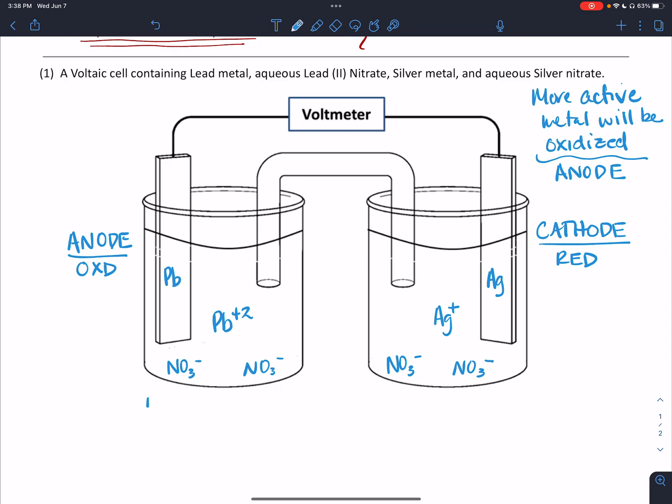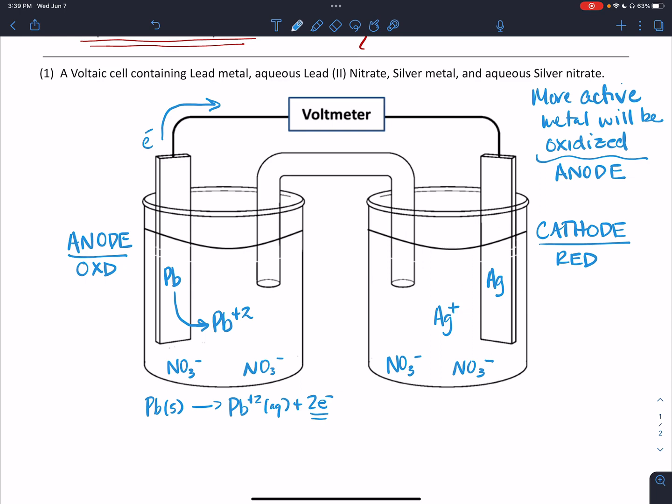So I've got solid lead forming lead plus 2 ions and releasing 2 electrons as part of that process. So that's our oxidation reaction. So if I look at the lead atoms within my metal, they are converting into lead ions. And these 2 electrons are flowing up into this wire that is connected to the voltmeter.